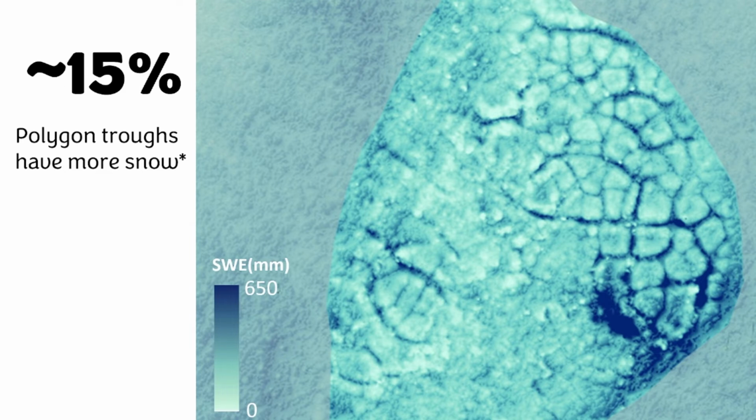Here we find that the polygonal trough areas, so those low-lying areas between the larger plateaus, act as a net sink of snow where blowing snow is deposited and builds up in these areas. And we can actually start to quantify the changes here. So we found that just at this site alone, there's about 15% more water being stored in these troughs than the surrounding plateaus of the ice-wedge polygon field.